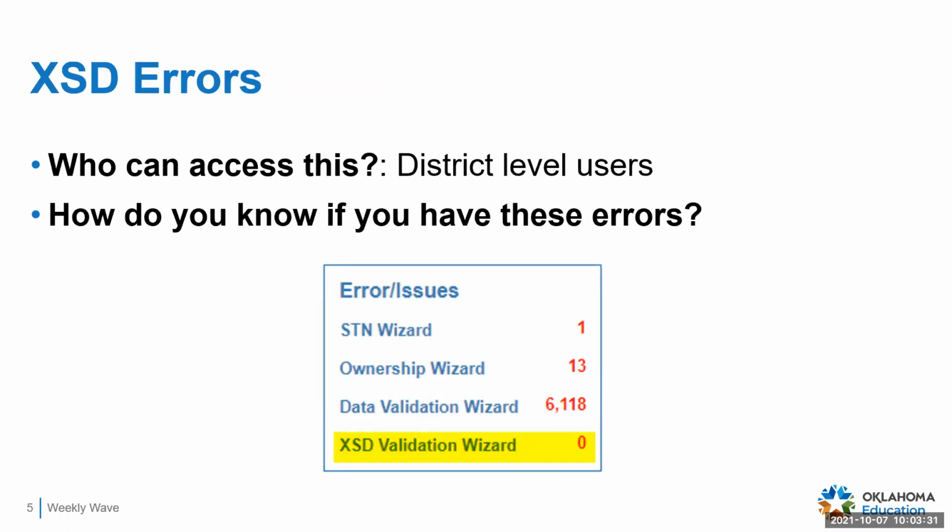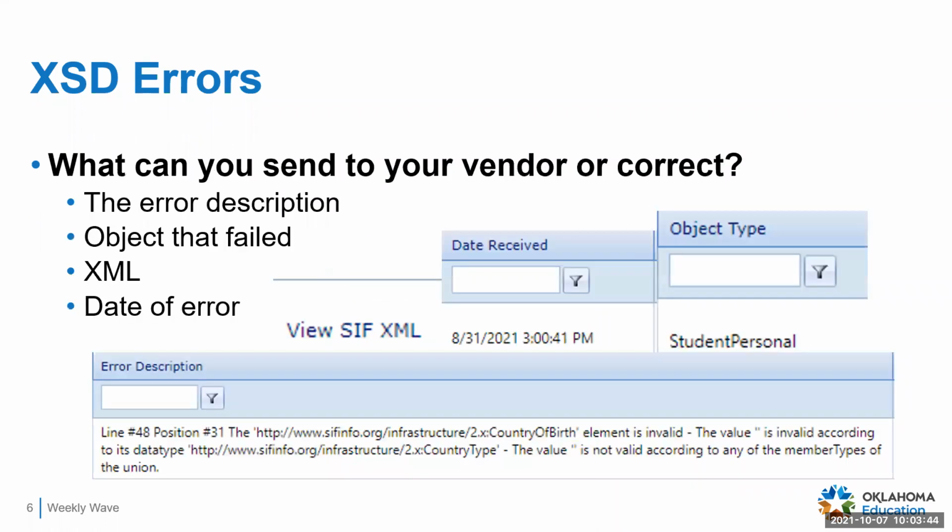Again, here we are with XSD errors. The district level users have access to it. It can be seen from your dashboard at the bottom. What you need to send your vendor to correct it is the actual error description, the object that failed, your XML language, and the date that the error occurred. If you'll just send those off to your vendors, they can check to see what's creating the issue.